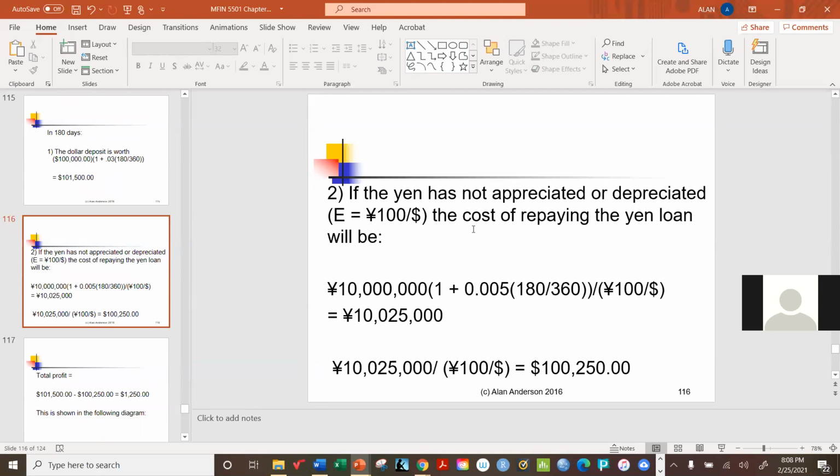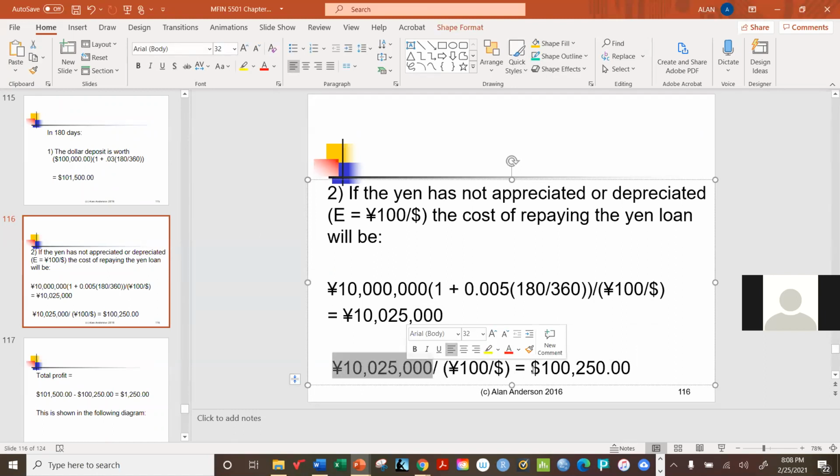So with no change in the yen, first of all, with an interest rate of 0.5%, that means I only have to pay 25,000 yen worth of interest. So my 10 million yen loan now requires me to repay 10,025,000 yen. So here I'm assuming, to keep it simple, that the exchange rate hasn't changed. And that means that this amount of yen is worth $100,250.